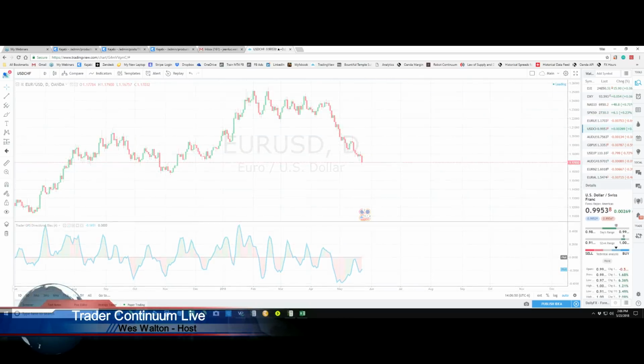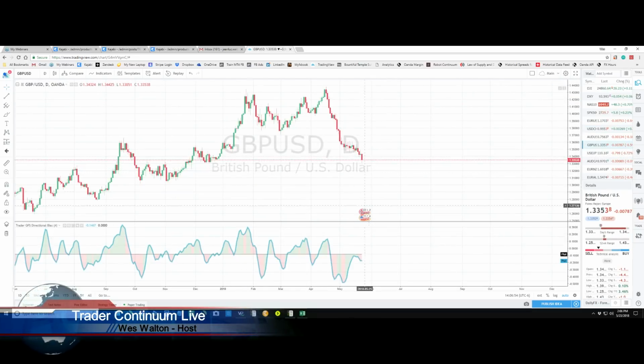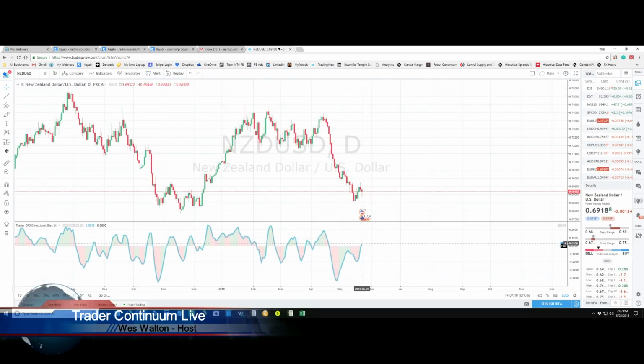And for that matter, if we go back to the British pound US dollar, same thing. I'll probably end up waiting until we cross above zero on the British pound US dollar directional bias indicator, and then placing a trade there too. And for that matter, oh, we just crossed above zero on the New Zealand dollar US dollar. So that may have actually been a pretty decent buy trade as well.